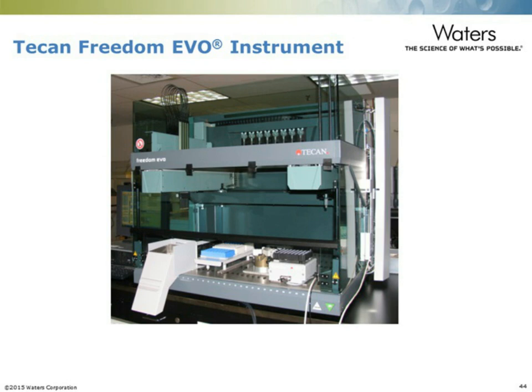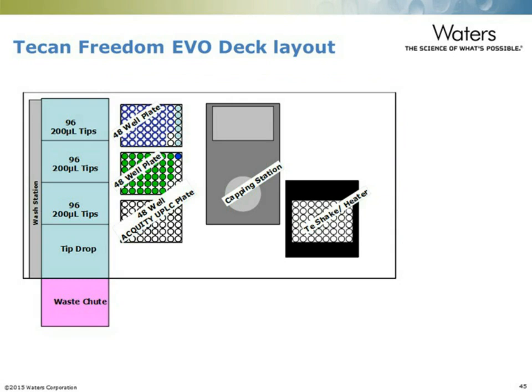We've used a Tecan Freedom EVO instrument to automate the derivatization process. The bed is laid out with the supply of pipette tips and then plates that contain vials with the sample, vials that contain the reagent, and vials that will contain the derivatized sample that can be then transferred to the instrument. There is a workstation for capping the vials and a workstation for shaking and heating the vials.